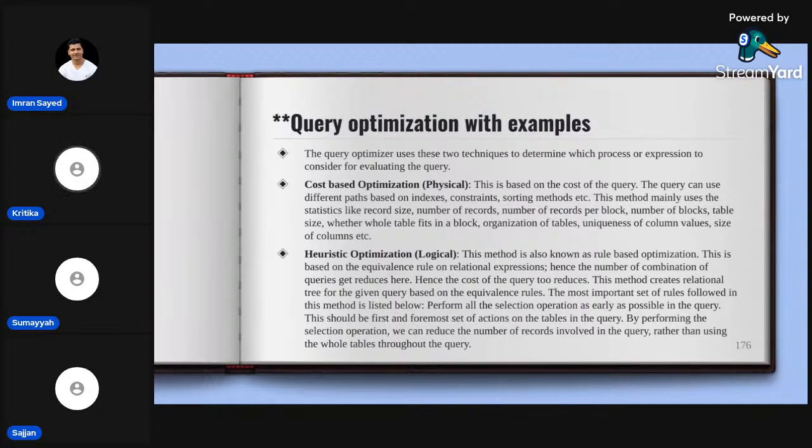Perform all the selection operations as early as possible in the query. This should be the first and foremost set of actions on the table in the query. By performing the selection operation, we can reduce the number of records involved in the query rather than using the whole tables throughout the query.